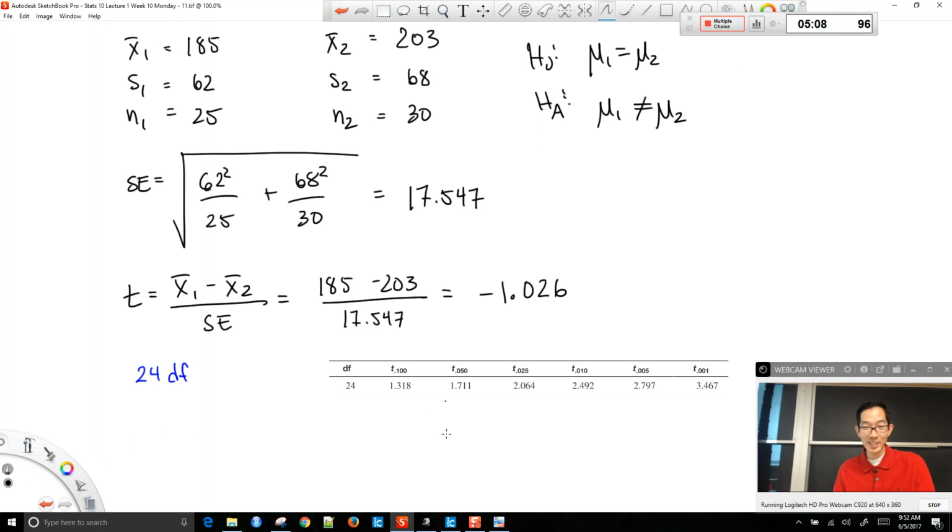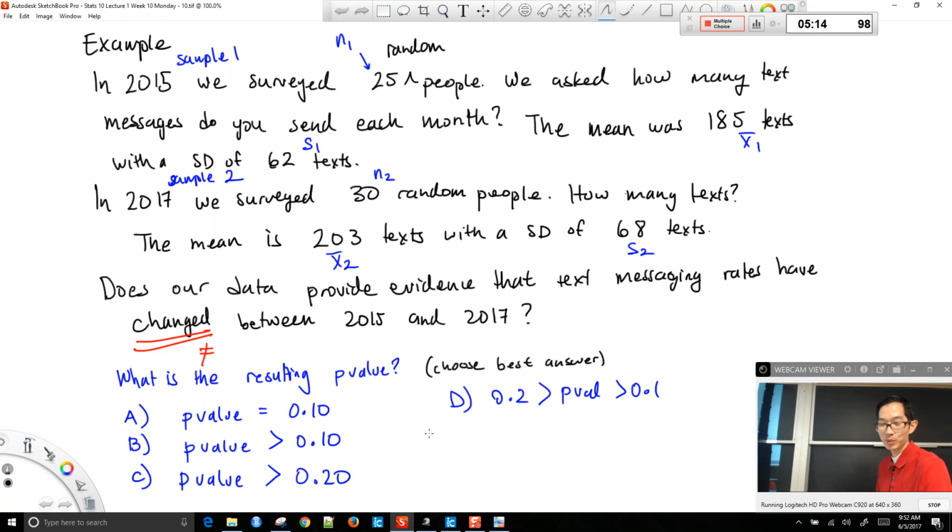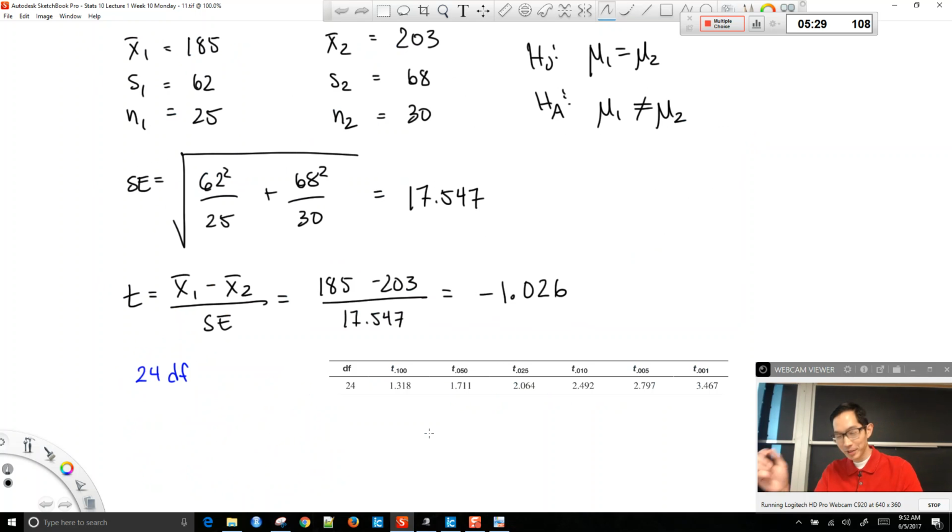What's the answer? What were the choices? Oh. It was B, the p-value is greater than 10%, and C, the p-value is greater than 20%. Okay. What are we supposed to pick? All right. Well, I'll just let it keep running. Okay. The answer is C. Just put in C. All right.